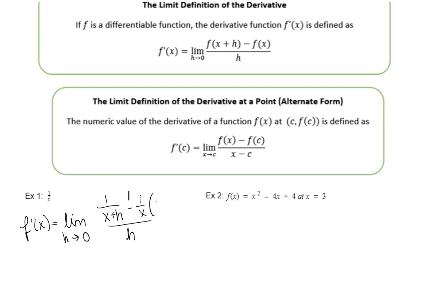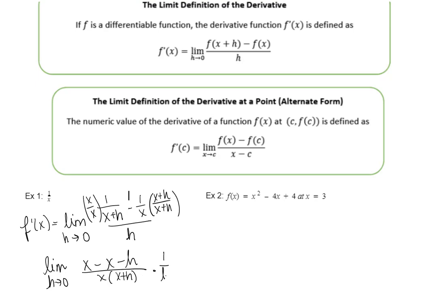So this guy, we're going to be multiplying by x plus h over x plus h. This guy, we're going to be multiplying by x over x. And I'm going to rewrite that notation, the limit as h approaches 0. And then we're going to have x minus h all over x times x plus h. And that's all over h. And so I can multiply by 1 over h.